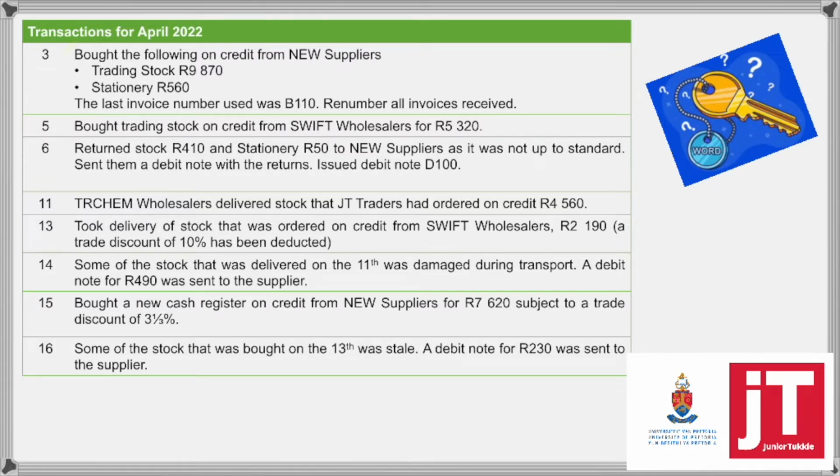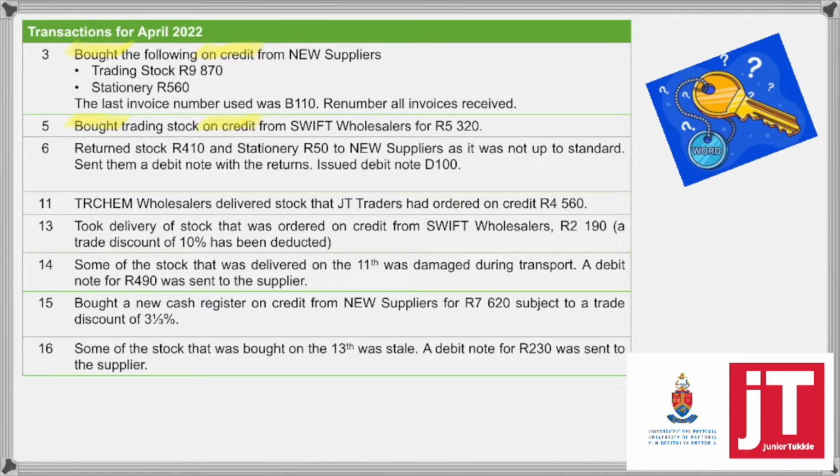So the first transaction says bought the following on credit from new suppliers, trading stock and stationery, and the last invoice number used was B110. We have to renumber all invoices received. Now we renumber invoices because we receive them from different businesses, and those invoices will be in different number orders. So we follow our numbering system. We're going to start with B111. The keywords there are bought on credit, so that is a creditors journal transaction. The next one, bought trading stock on credit again, so creditors journal.